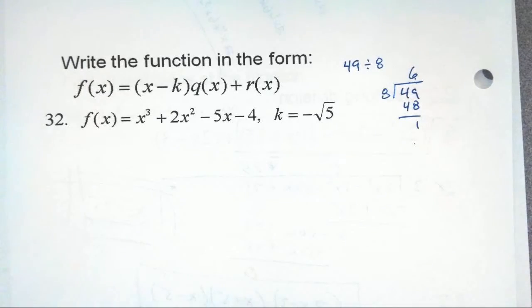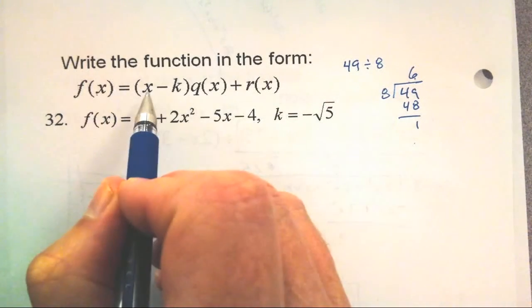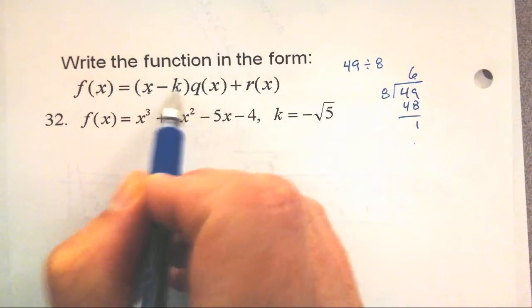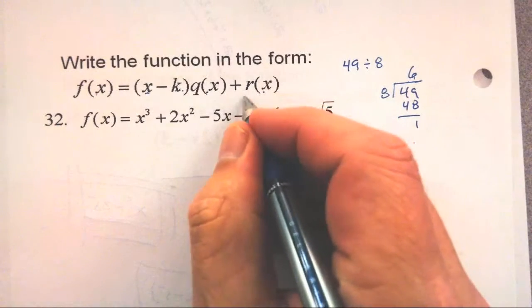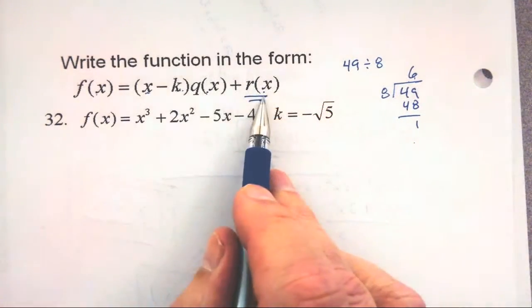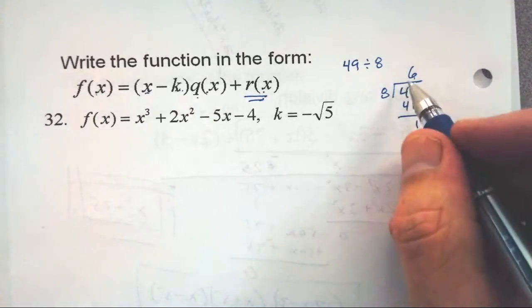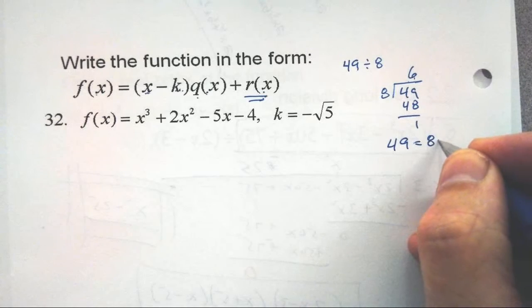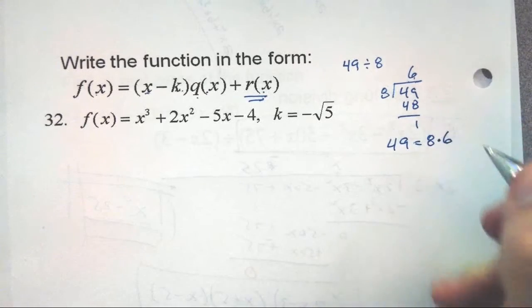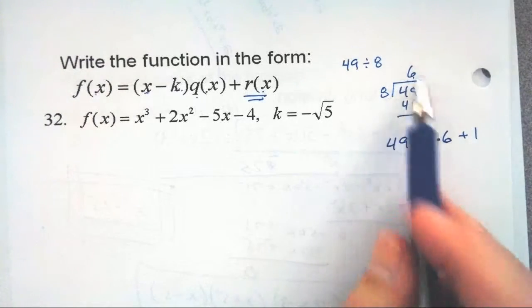Okay, here's what they're trying to get us to do here. Write the function in the form of f of x equals x minus k times q of x plus r of x. R is our remainder. Q of x, well, let me show you this first. Is it clear here then? I could write 49 equals 8 times 6 plus 1. All my pieces here.